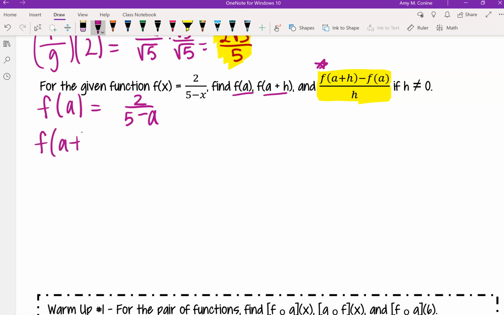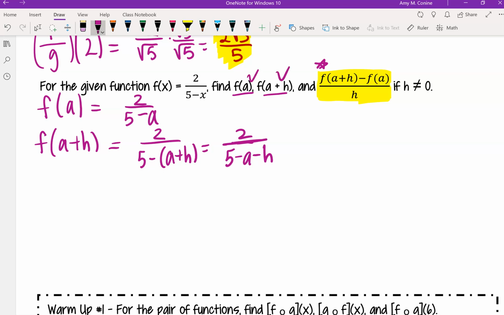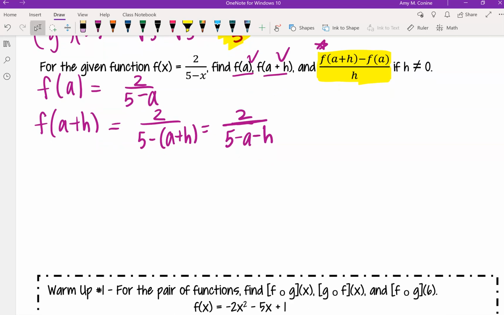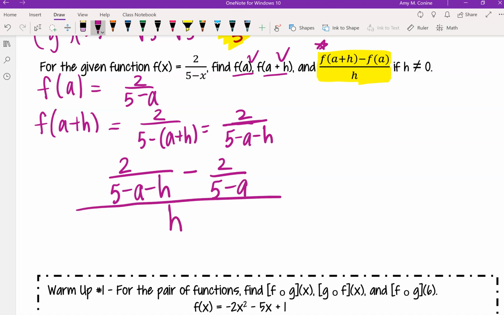F of a plus h, same thing. So 2 over 5, and then you have minus a plus h. So if you simplify this further, you'd see that it's 5 minus a minus h, and that's what you get. So these two are really quick and easy. So now we're going on to the big guy. Okay, so we're going to take f of a plus h and subtract f of a. Okay, so we're going to take what we found, so 2 over 5 minus a minus h, and subtract the 2 over 5 minus a, and then put it all over h.